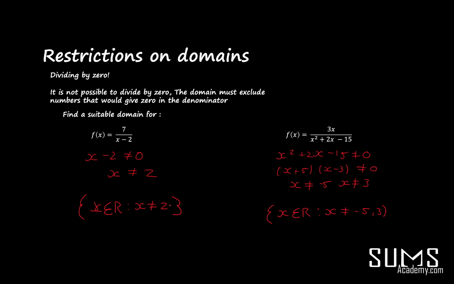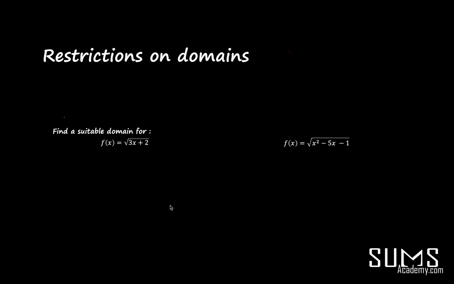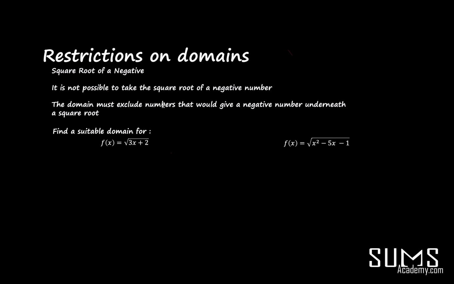But what about other scenarios, other restrictions on the domain that you might have? Again, we're asked here to find a suitable domain for f of x equal to the square root of 3x plus 2, and here we have the square root of x squared minus 5x minus 1. The rule for square roots is you can't have the square root of a negative. It's not possible to take the square root of a negative number. Therefore, the domain must exclude the numbers that would give a negative number.